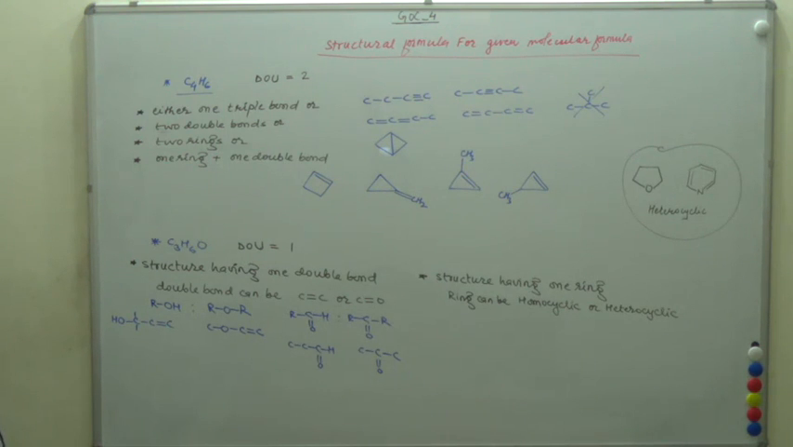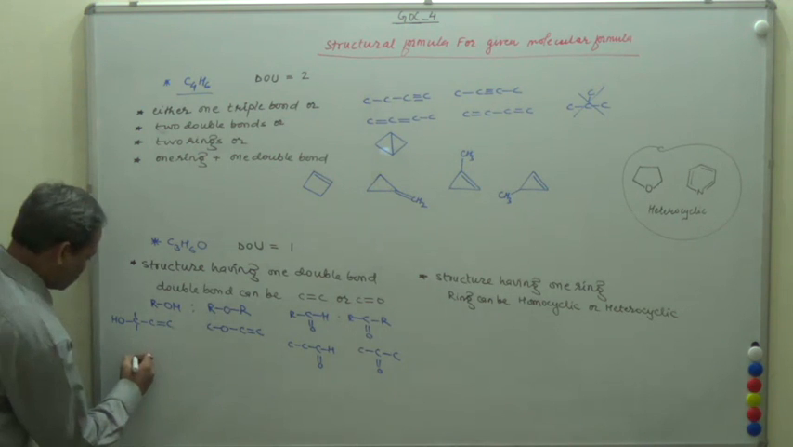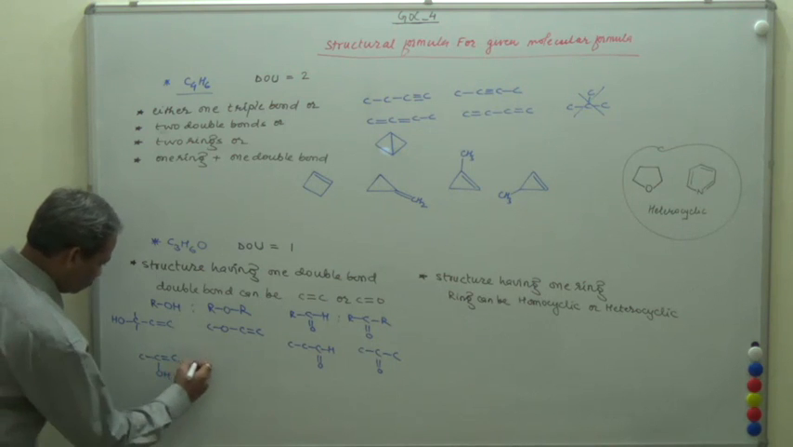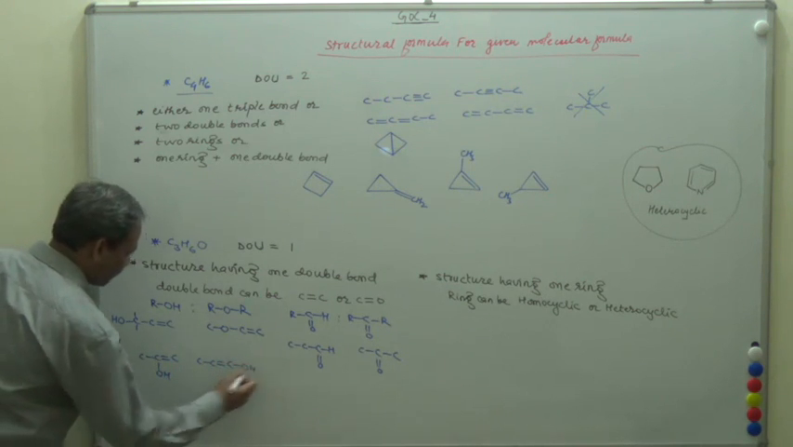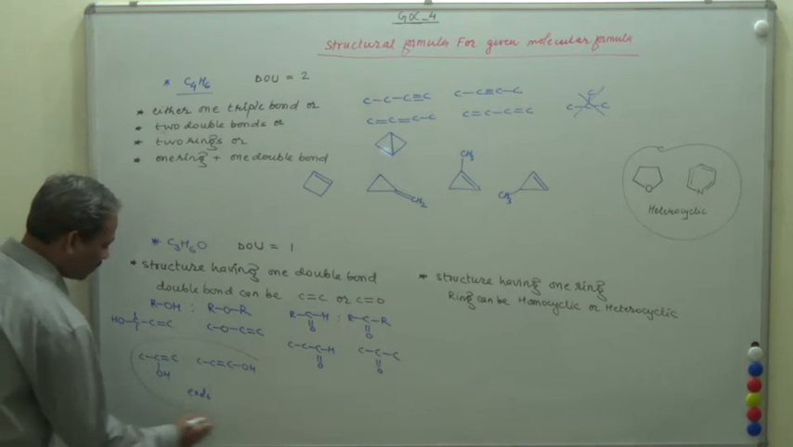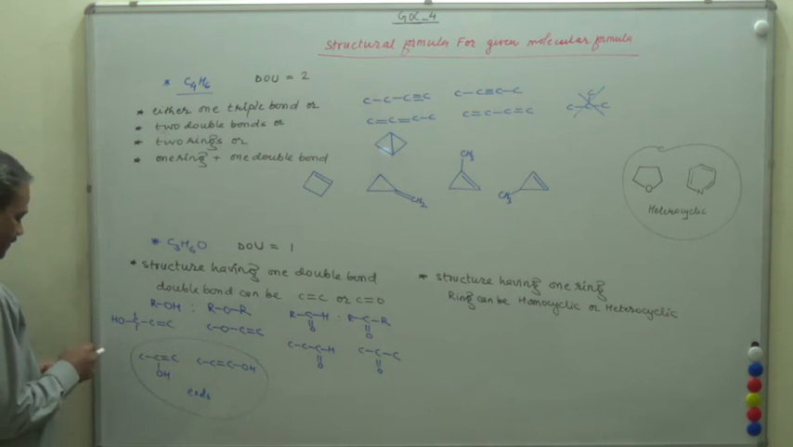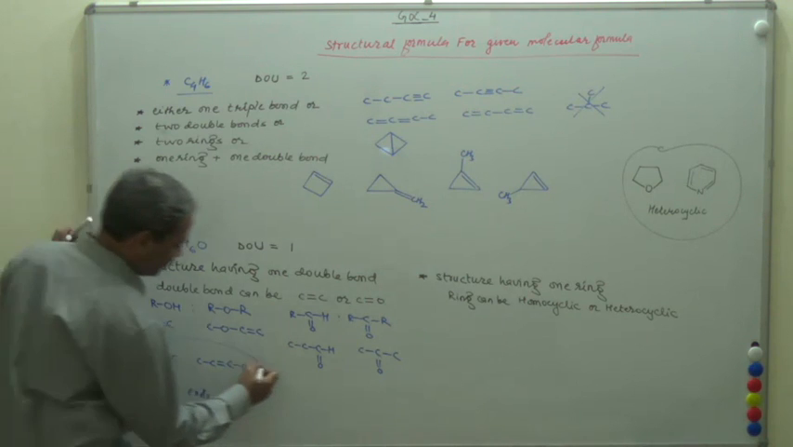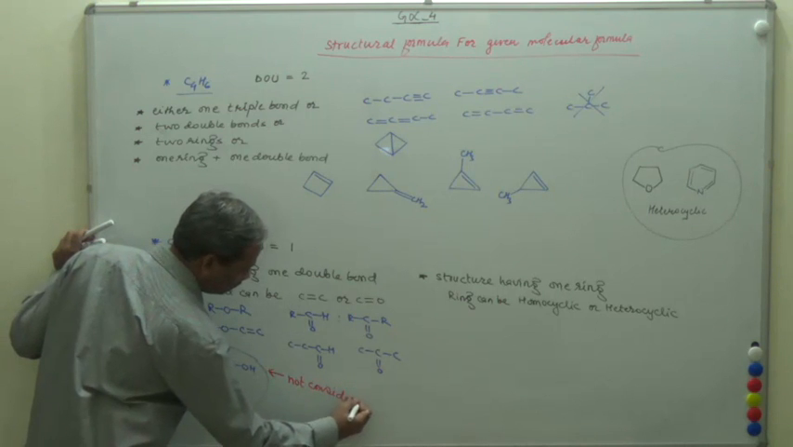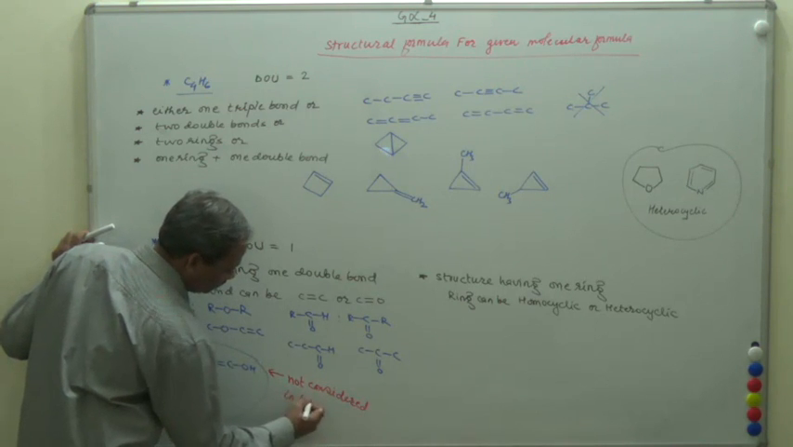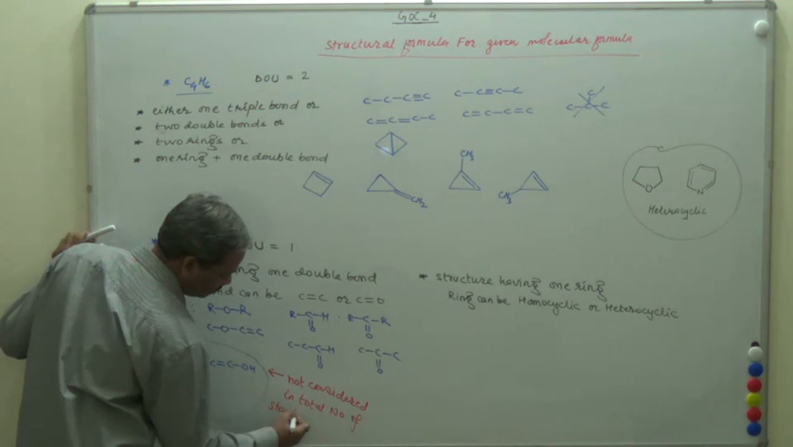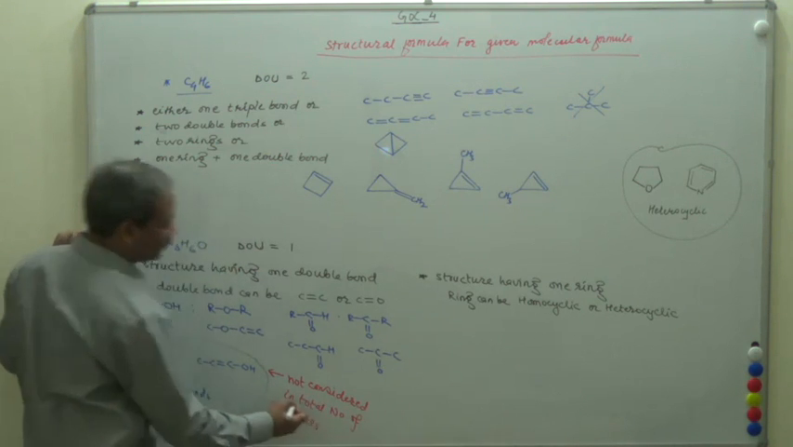We can't draw more structures, because when you place an OH group on this carbon atom or on this carbon atom, we call them enols, and enols are not counted in the total number of structures. Remember? Not considered in the total number of structural formulas.